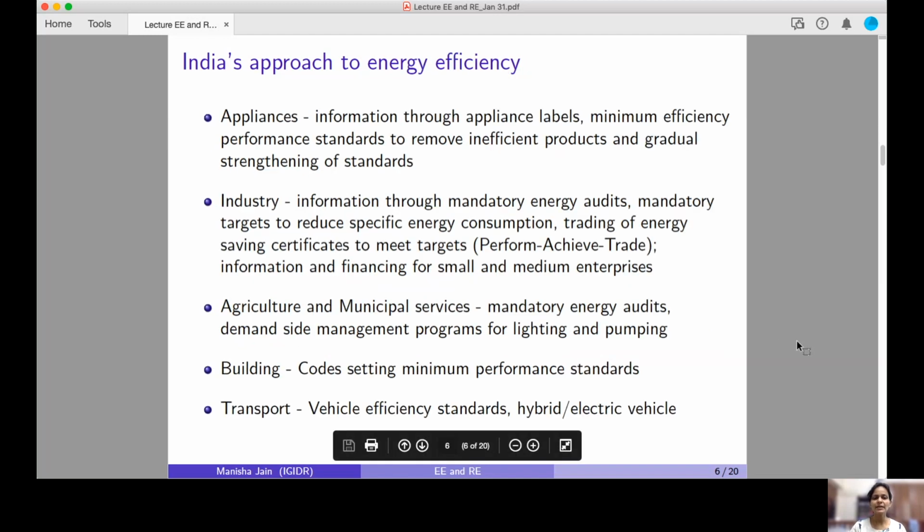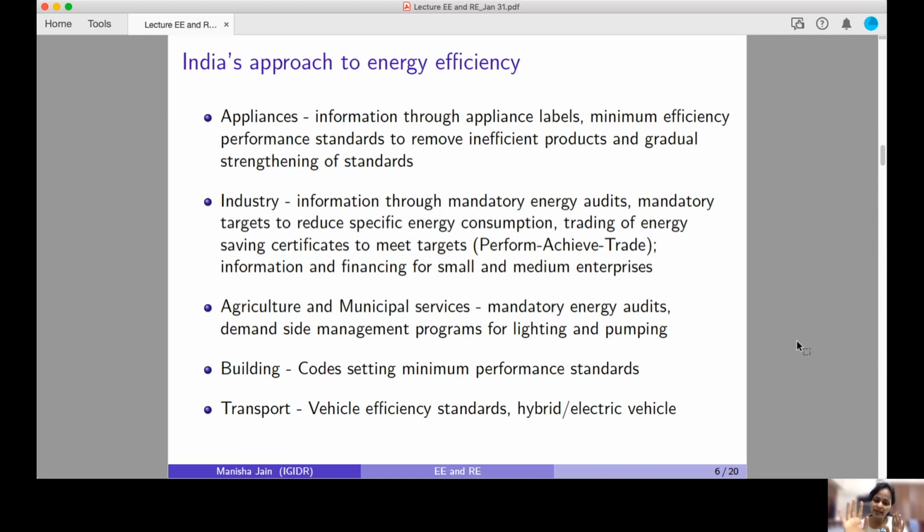Okay. Now, similarly, when we look at the approach to energy efficiency, it's been a mix of information, regulation plus market instruments, and the final is the public procurement program. So giving information through labels. Now it can be information through appliance labels, information through building codes, information through mandatory energy audits of industries and agriculture and municipal services, information of vehicle efficiency standards, vehicle efficiency labels.